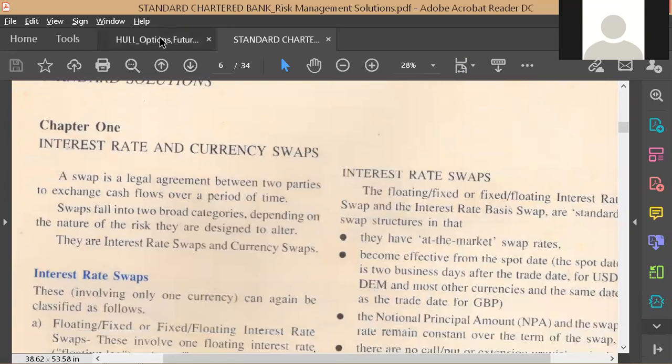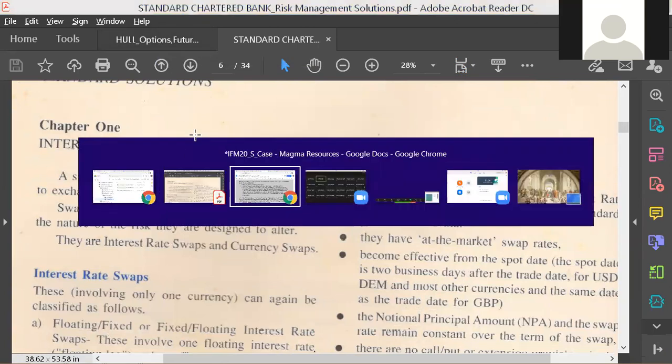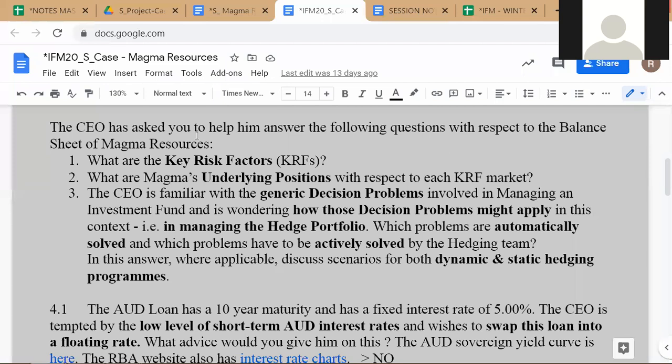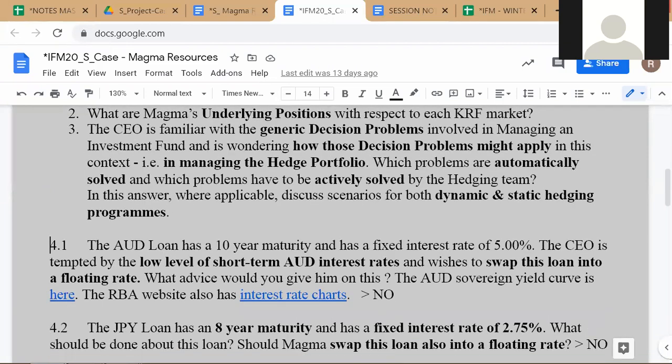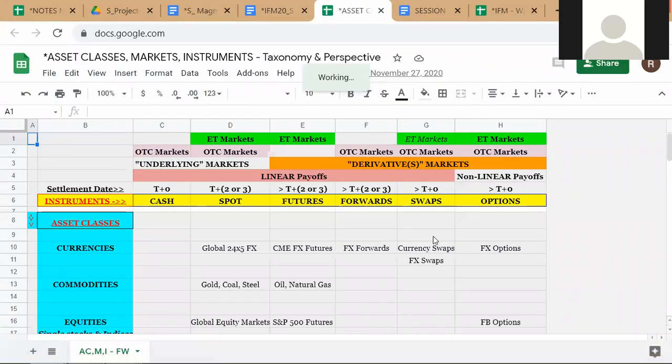Okay, so let's first look at the question. What kind of problem is solved by using swaps? All right, and so just to locate ourselves, let's look at our familiar spreadsheet of asset classes, markets, and instruments. And we'll see where we locate swaps. All right, so where are swaps? So today we'll be talking about this instrument now.